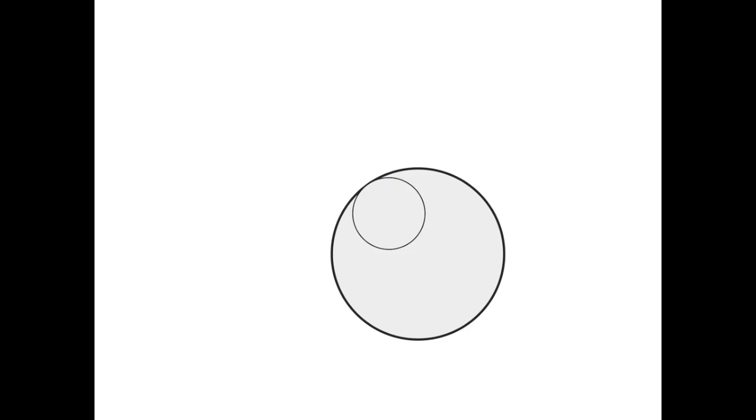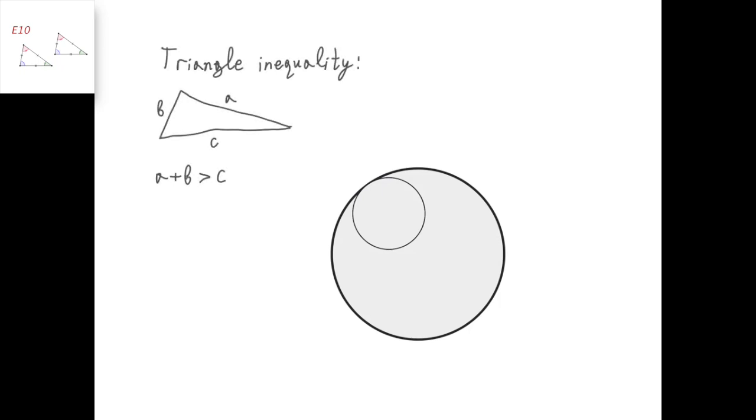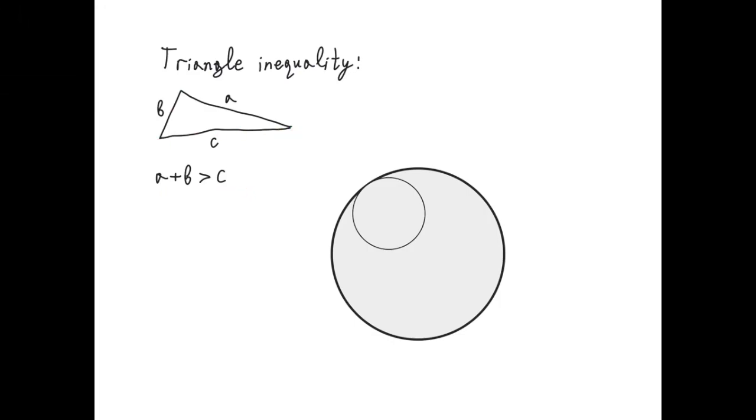This video is going to be about tangent circles and a good exercise in applying the triangle inequality. To review the triangle inequality, if we have any triangle with side lengths a, b, and c, then a plus b is greater than c. And we call two circles tangent if they have only one point in common.